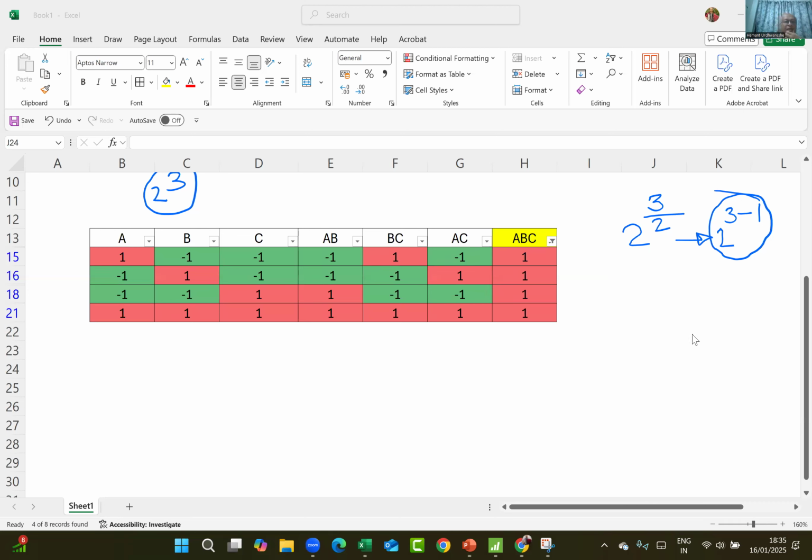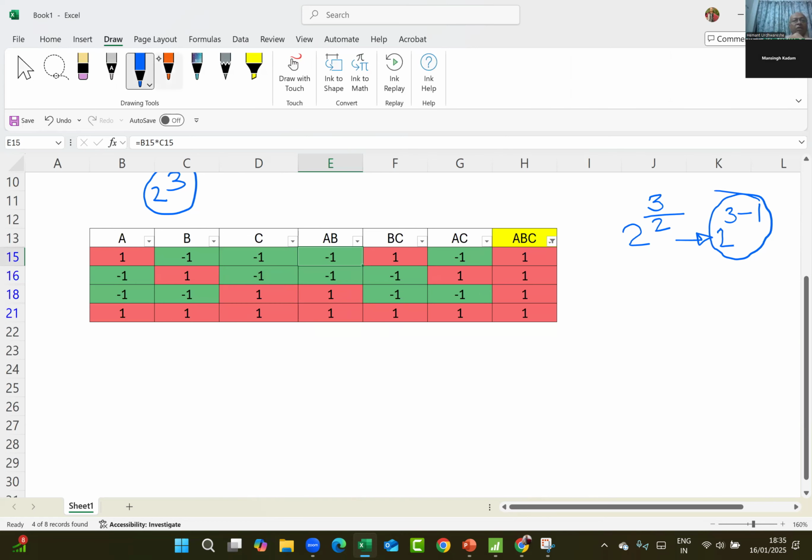Coming back to this half fraction design, can you calculate A? Yes, you can, because you have two plus runs and two minus runs, that means two high level runs and two low level runs. B, can you calculate? Yes, there are two high level, two low level. C, yes. AB, yes. BC, yes. AC, yes.